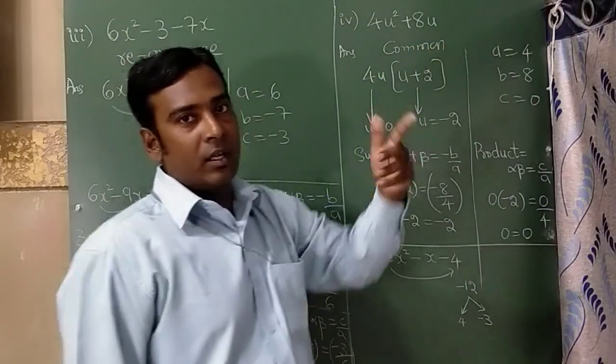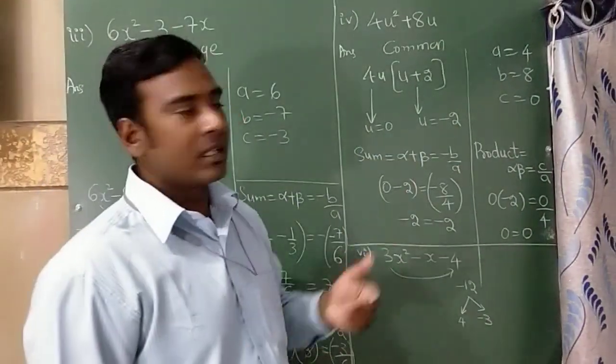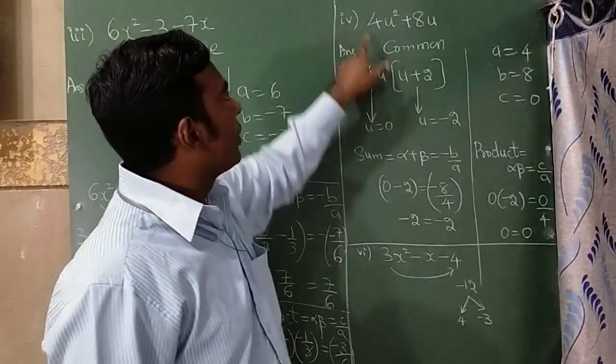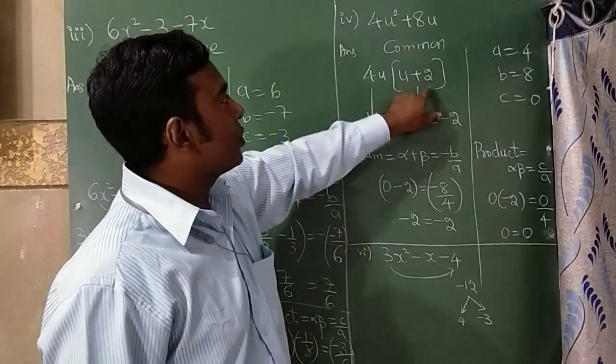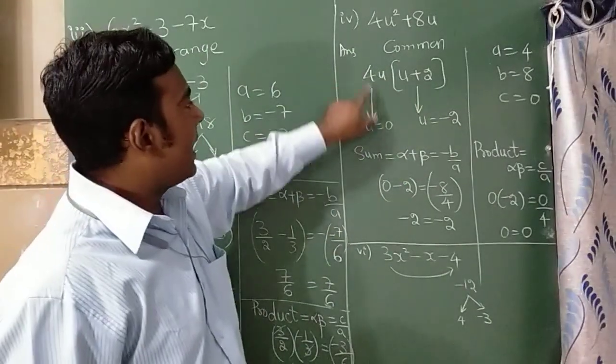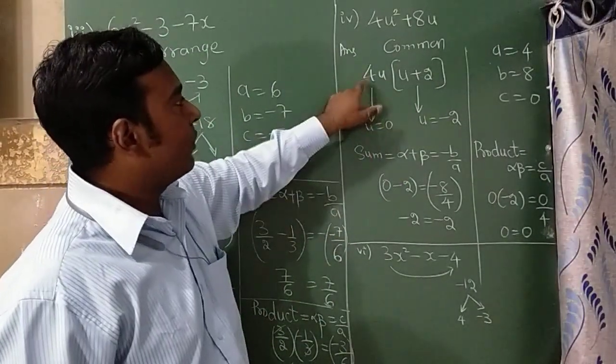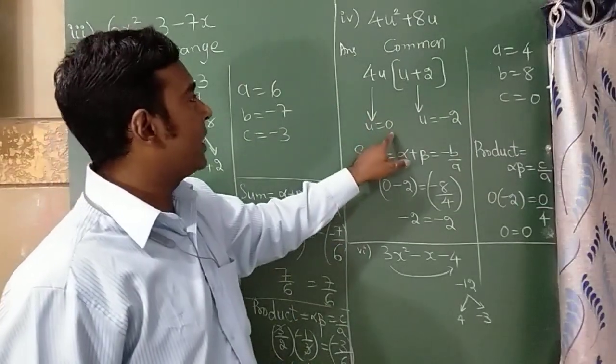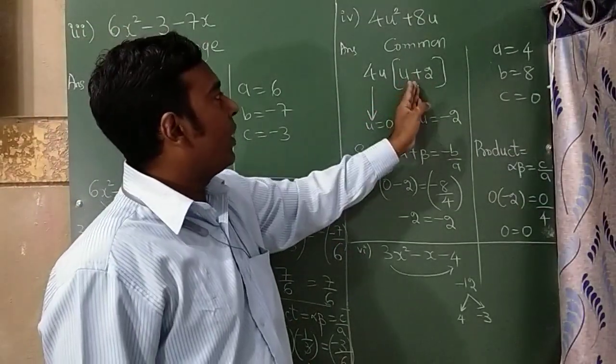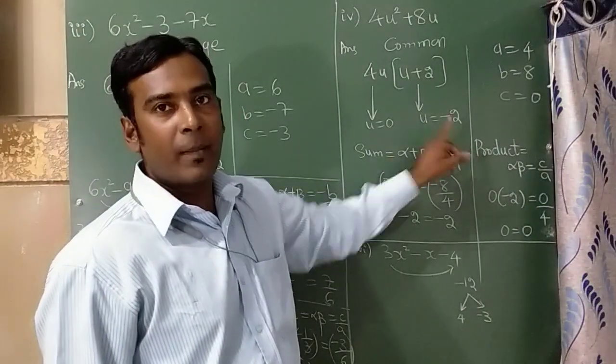Fine. Now fourth sum. Here 4u square plus 8u. There is no last term. When there is no last term, you can directly take common. So 4u is common, u plus 2 is remaining. So this I have equated to 0. So 4u becomes 0, so u value has become 0. This u plus 2, when plus 2 goes to the right hand side, it will become minus 2.